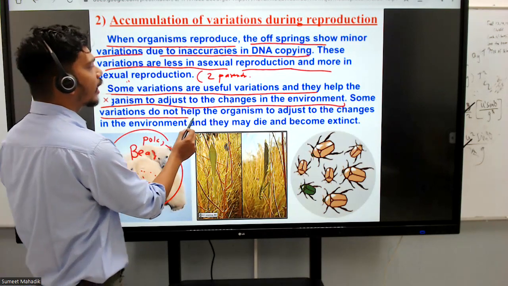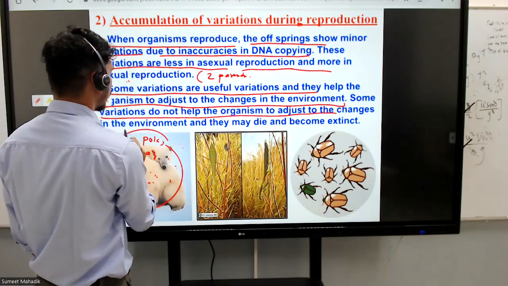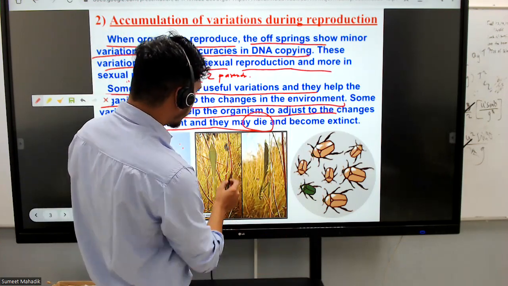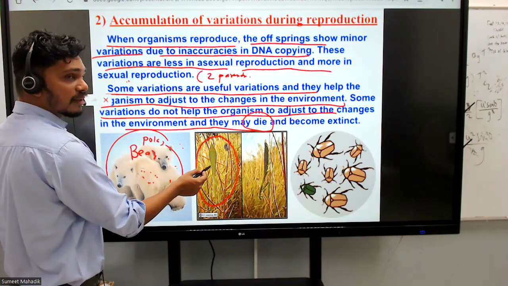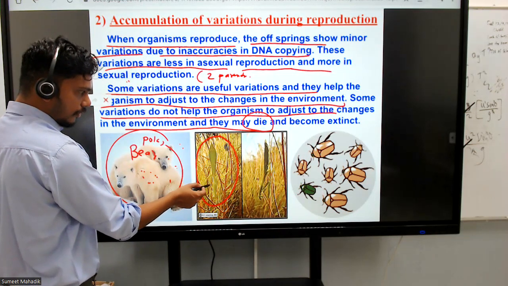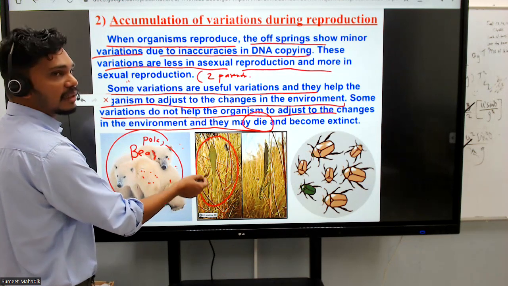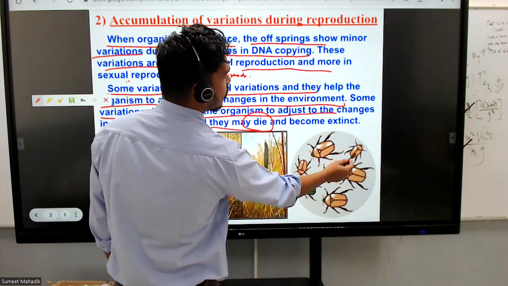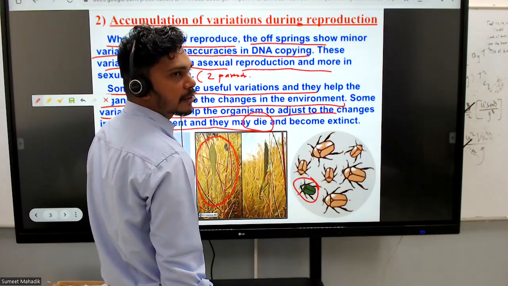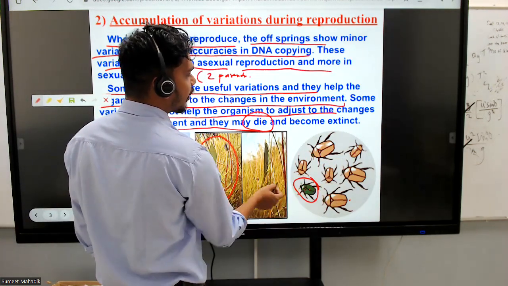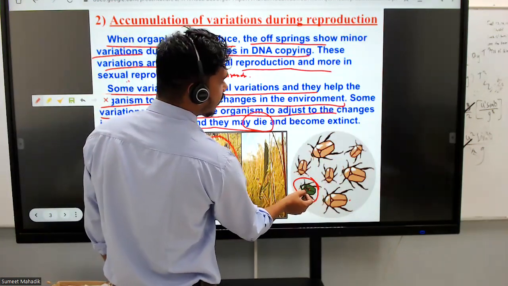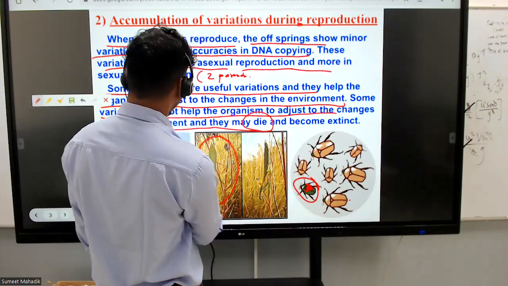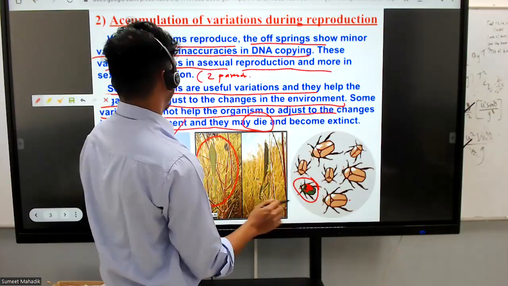Some variations do not help organisms adjust to changes in the environment, and they may die. Now, can you see something? This is a green color insect. It hides itself in such a way that it blends with the green color leaf, right? Now, what is happening in this case? You can easily distinguish this beetle. If the beetle is green, it can easily hide in the green color. But if the beetle is red, a crow can easily find it and eat it, right? So some changes are useful, some are not useful, okay?